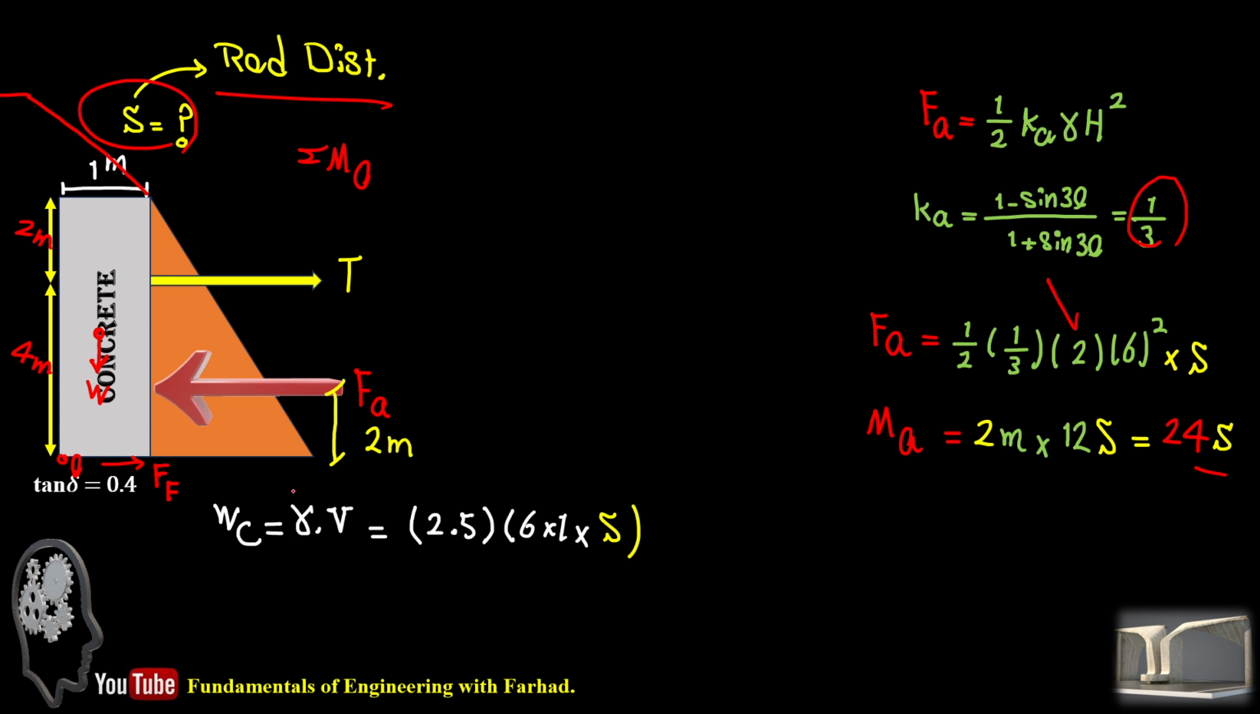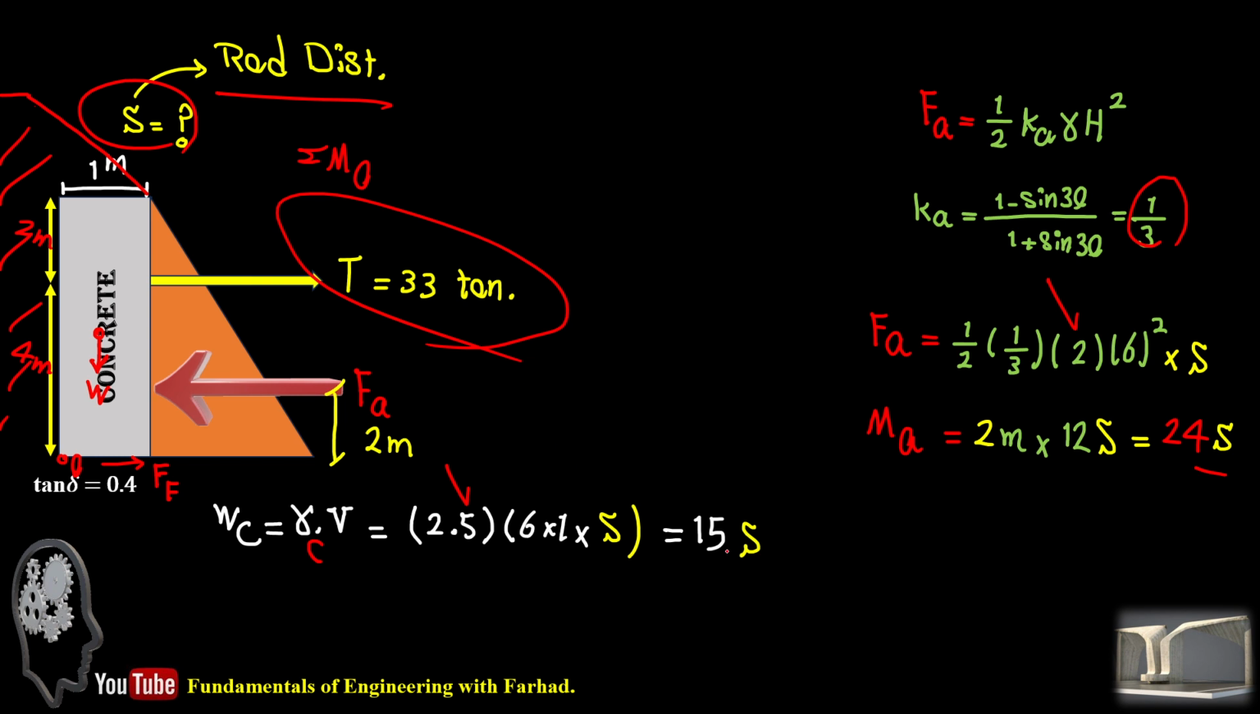Weight of concrete is unit weight of concrete times volume. That's 2.5, which is provided in the problem statement, times 6 times 1 times S, which is the width, gives us the volume of concrete. And we do know the tensile force is 33 tons. This is 15S, this is 24S.